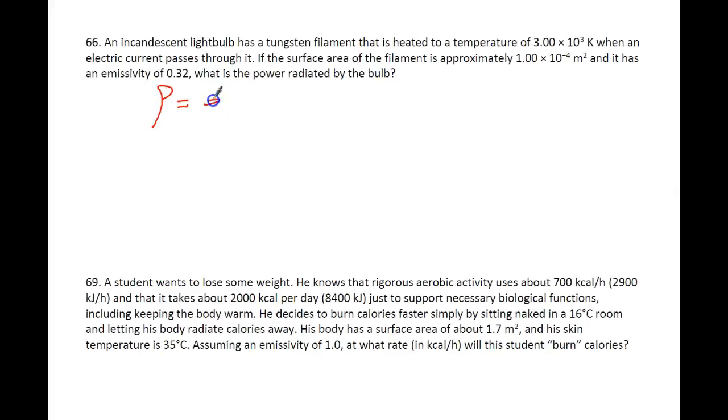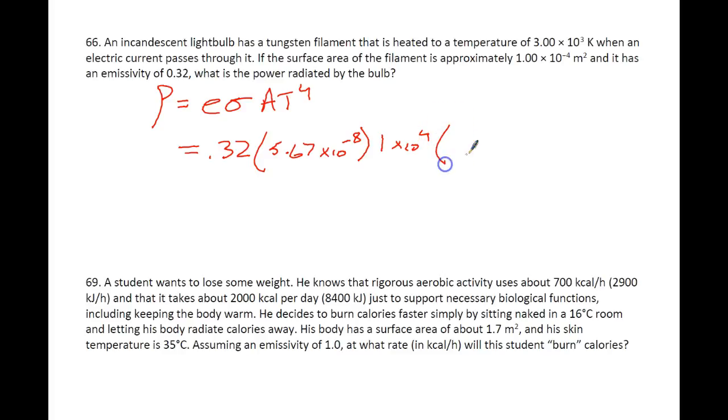So here the power is equal to e times sigma times A times T to the fourth. So our emissivity here is 0.32. Our value for sigma is 5.67 times 10 to the negative eighth. Okay, that's for that tungsten. The area here is 1 times 10 to the negative fourth. And then finally, our temperature here is 3 times 10 to the third, to the fourth. If you do all that math, you should get that this is a 150 watt bulb.